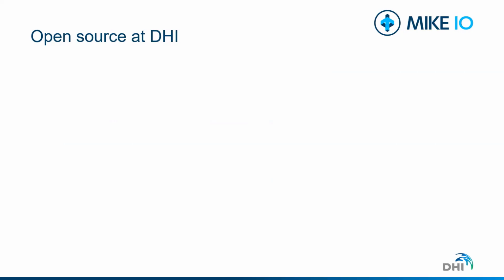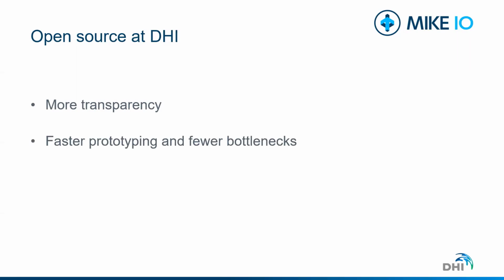But we started working with open source at DHI. This is not the first project, but we really think it contributes to more transparency. You're able to see the code, how we handle these mic files and the data. And it's way faster for prototyping. When using Python, you can use all these libraries, and you can change the code, modify it as you like.